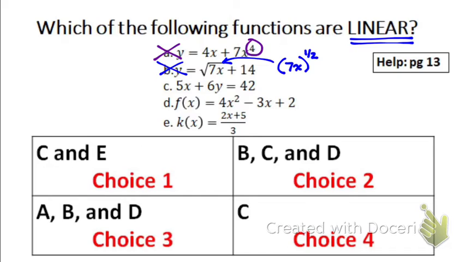What about D? What about E? Good. D. Oh, sorry, D. My apologies. What do you notice in D? X has an exponent of 2. Not allowed. Not linear. And the fraction? Good question. The fraction. Is there a variable on the bottom of the fraction? No. What does a fraction bar mean? What operation? Yep, that means division.